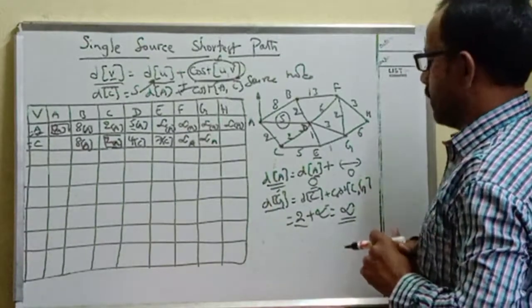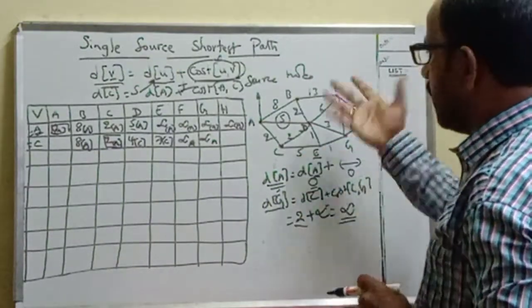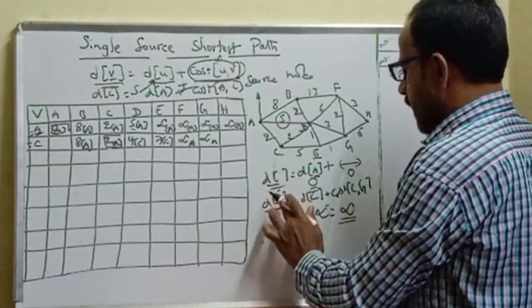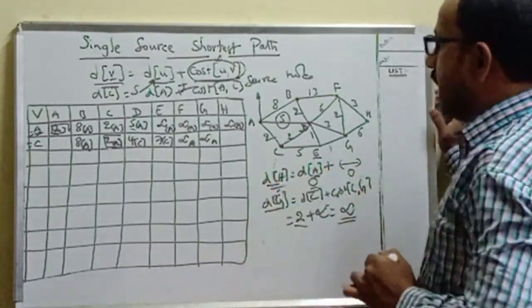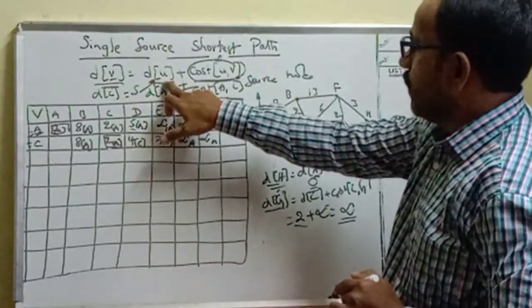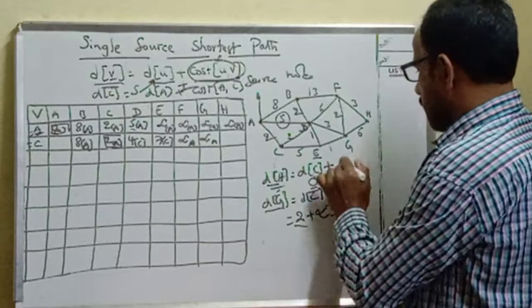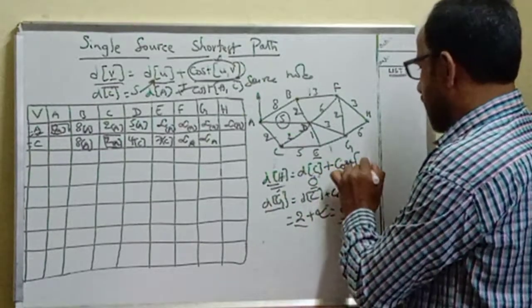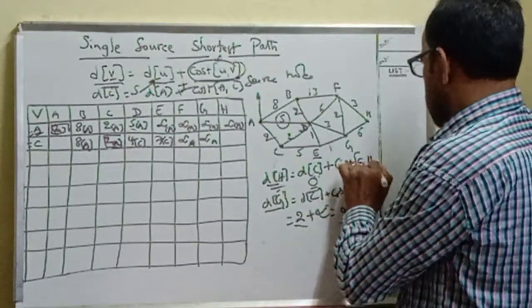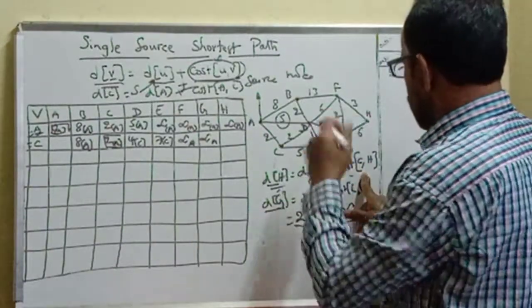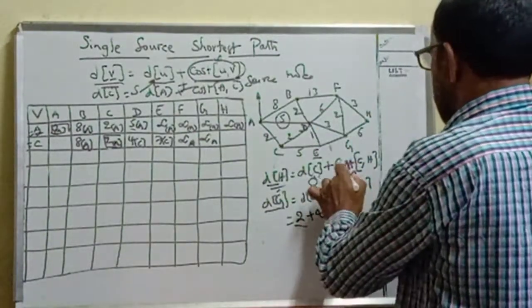Then like that H, even by seeing this particular graph, we can say there is no direct edge. How can we write D of H? D of H equal to D of U. D of U means U is C. So D of C plus cost of, this cost is edge cost. Please remember, cost is edge cost from intermediate node to H. So is there any edge between C and H? There is no direct edge between C and H. Again, this is also replaced with infinite.